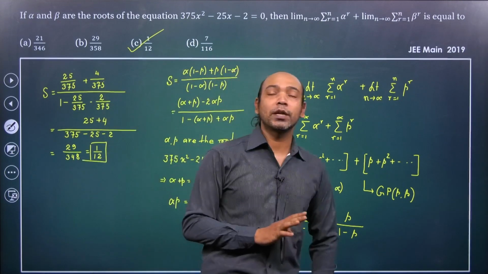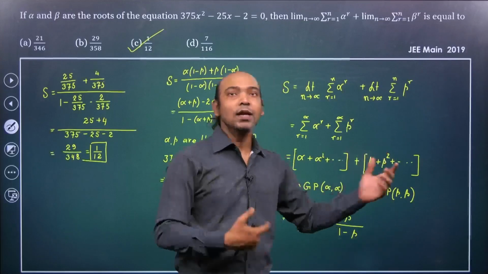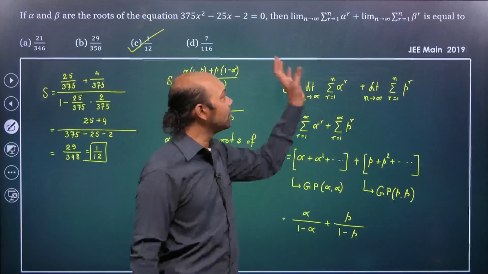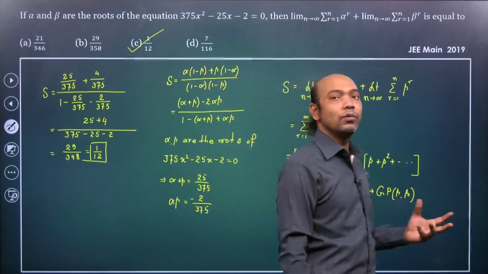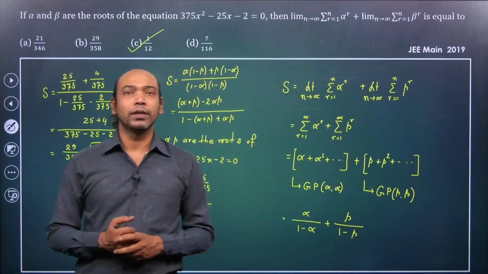So the first important thing to understand in this problem is that this is an infinite GP series. They represent that infinite GP series in a summation form. That's the only trick in this particular exercise. Hope you understood it. Thank you.